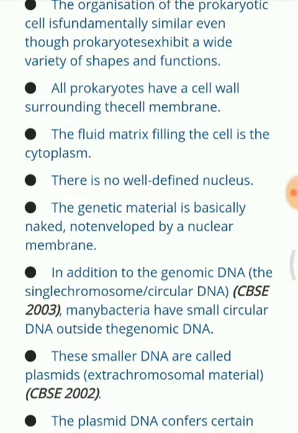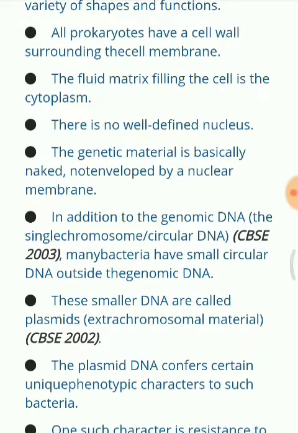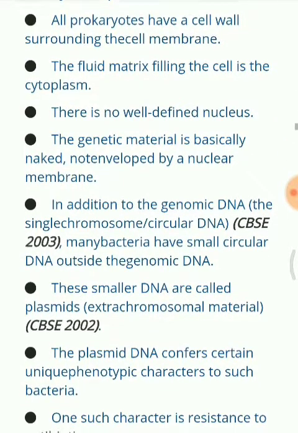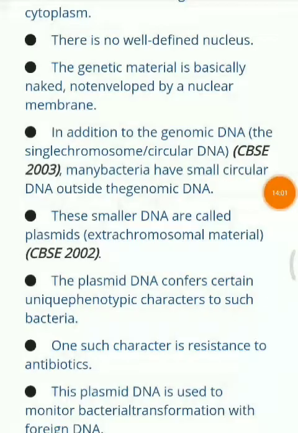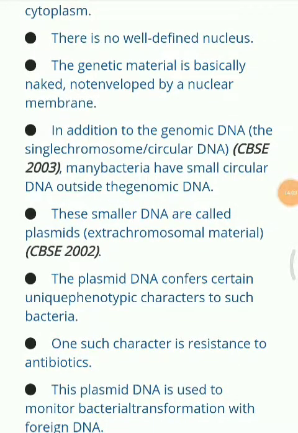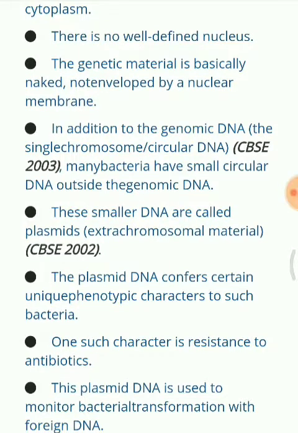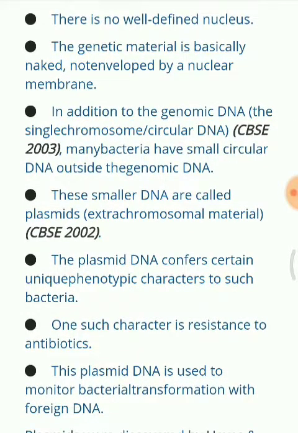The genetic material is basically naked, not enveloped by a nuclear membrane. In addition to the genomic DNA, the single chromosome circular DNA, many bacteria have smaller circular DNA outside the genomic DNA. These smaller DNA are called plasmids, extra chromosomal material.